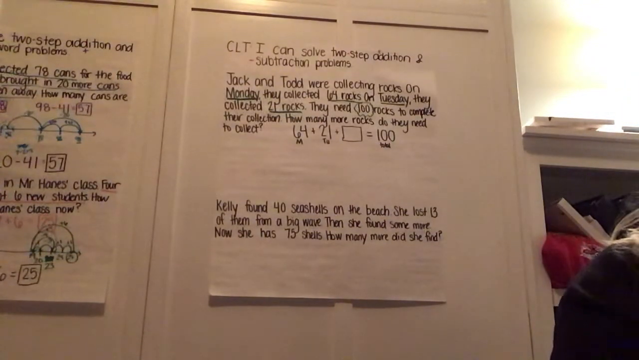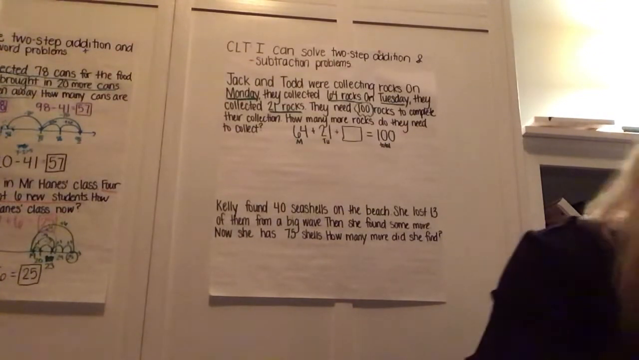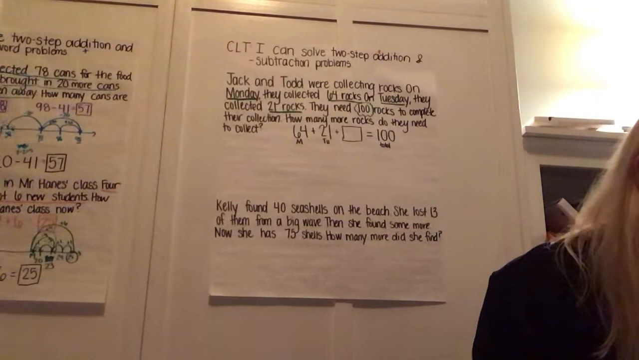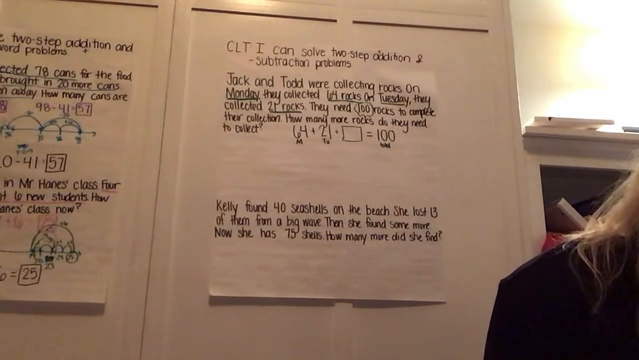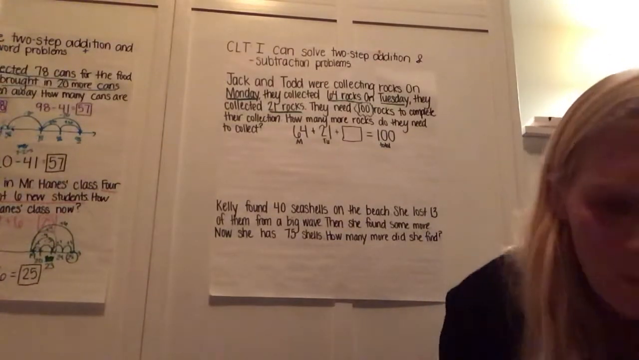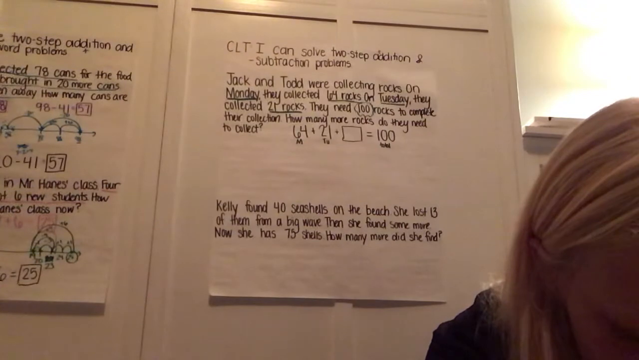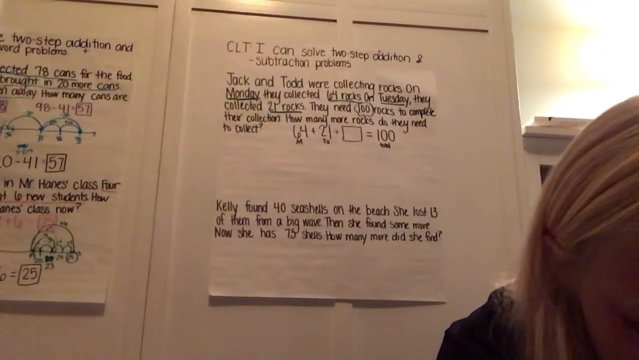How are we going to find that out? How many did they collect so that we know? 64. Okay, and 21. Well, what is that? How can you figure that part out first? So you know we've got this much. How can we get to that 100? What can we do?